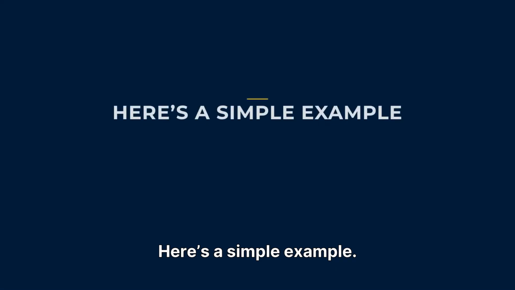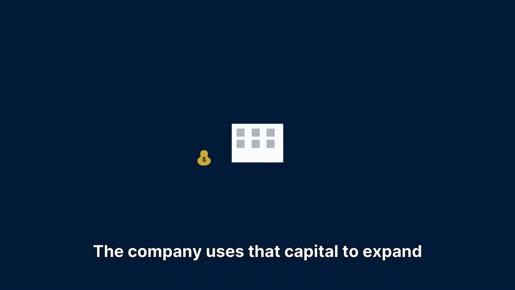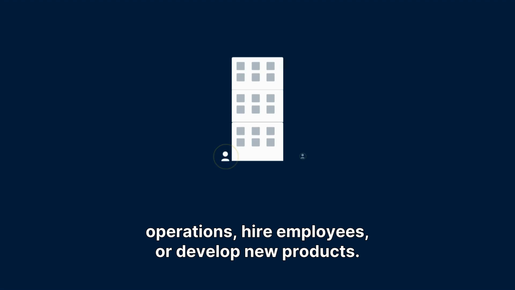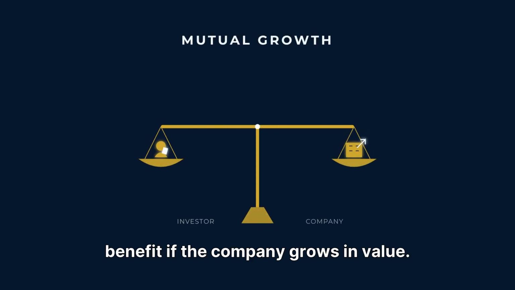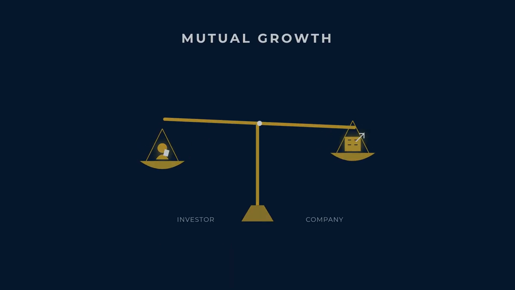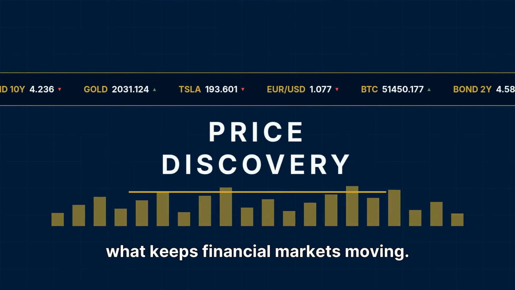Here's a simple example. An investor buys shares in a company through the stock market. The company uses that capital to expand operations, hire employees, or develop new products. At the same time, the investor now owns part of the company and may benefit if the company grows in value. This connection between investors and organizations is what keeps financial markets moving.